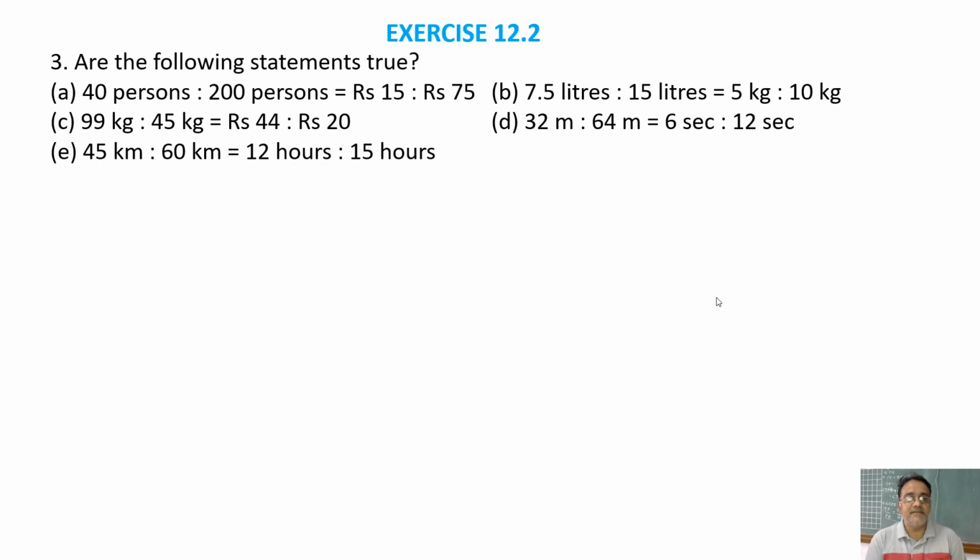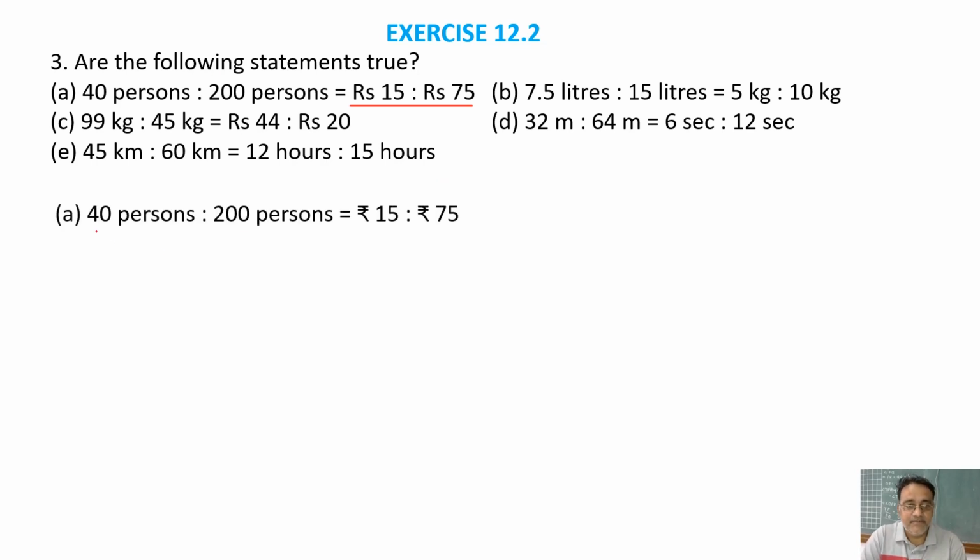Right. So let us start with the third question. Are the following statements true? First, 40 is to 200 equals rupees 15 is to rupees 75. So what we have to do, we have to simplify. तो पहला देख लो, 40 और 200 में हम लोग पहले एक जीरो कैंसिल कर रहे हैं. Now divide by 4. So 4 ones are 4 and 4 fives are 20. So we are getting 1 by 5, that is 1 is to 5. First ratio clear? Simplified form?